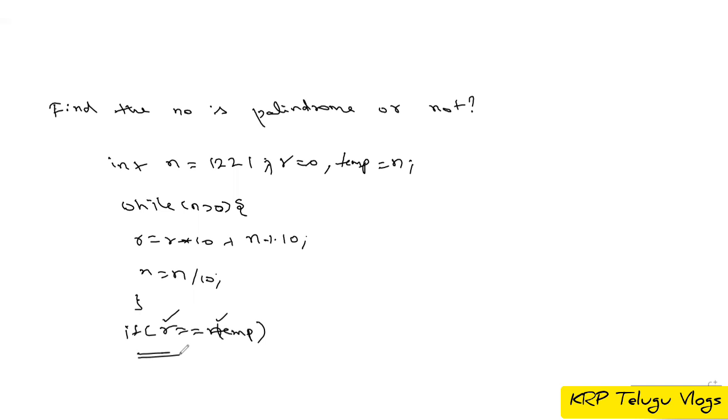Clear? Yes, sir. Clear or not, everyone? So here n will become 0. So we have to store this n in some temporary variable temp. Then you can go for this operation. So finally what you will do? Reverse number is 121. Temp is also 121. Both are equal. So we can say that the number is palindrome. Clear? Understood, everyone? Okay. Note down this. This is palindrome.